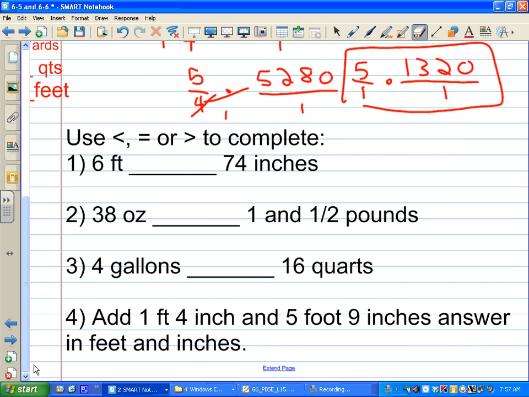Here are your sample problems, ladies and gentlemen. Go ahead and do these problems, and then come and see me when you are done.